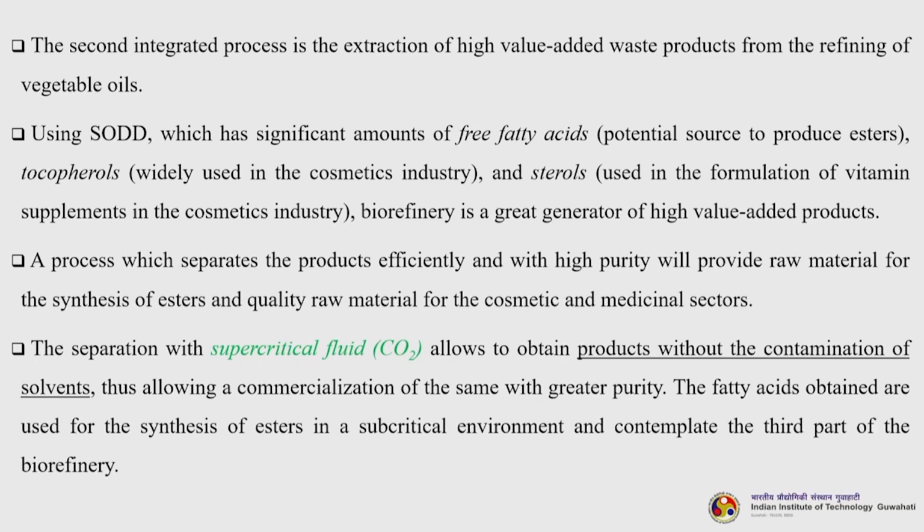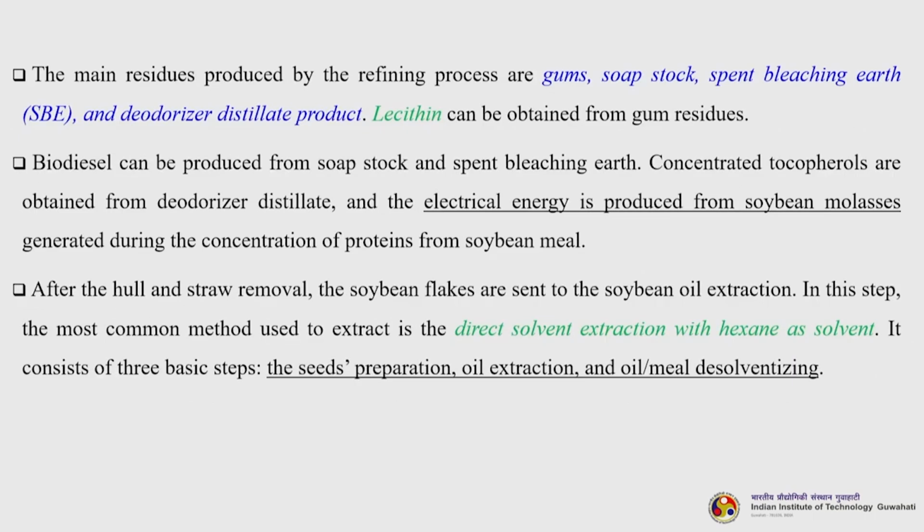of the biorefinery. The main residues produced by the refining process are gums, soft stock, spent bleaching earth, that is called the SBE, deodorizer distillate product, and another was lecithin that can be obtained from the gum residues. Biodiesel can be produced from the soft stock and spent bleaching earth. Concentrated tocopherols are obtained from deodorizer distillate, and the electrical energy is produced from the soybean molasses generated during the concentration of proteins from soybean meal.